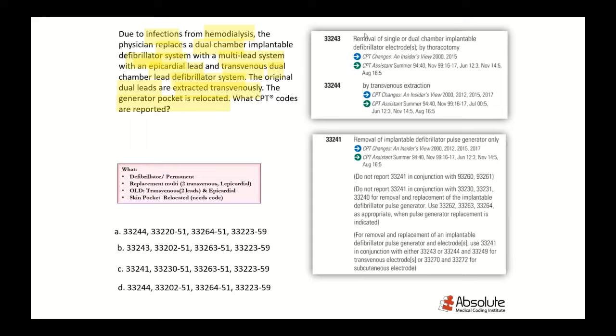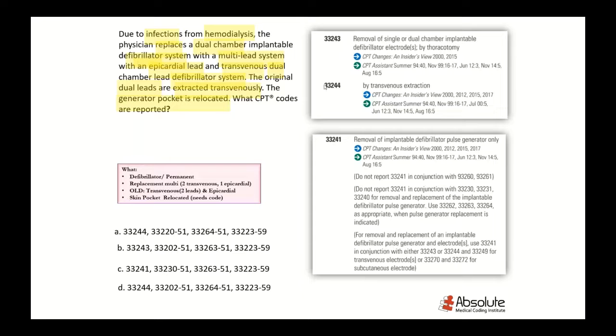So here's the code: removal of single or dual chamber implantable defibrillator electrodes. This is just talking about electrodes. Again, how was it extracted? I'm asking you that again because not everyone actually answered the first time. So how was that lead extracted? Tell me in the chat. I just need one person to confirm that. Good, Kim. Thank you, Kim. So the extraction was transvenous, so you will have to code it as transvenous.